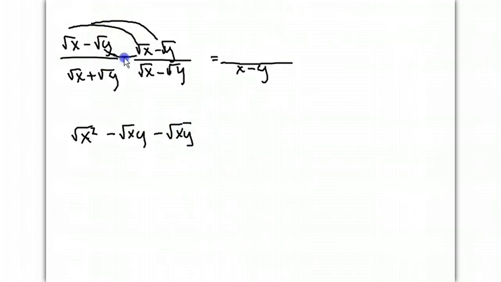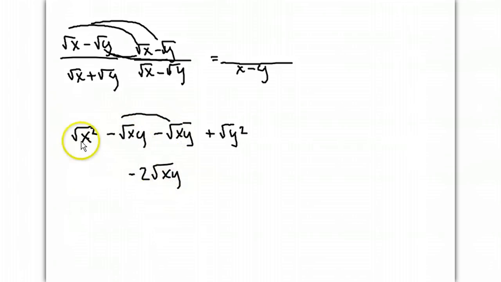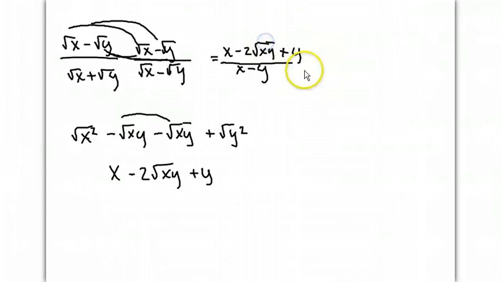And then negative square root of y times negative square root of y gives us a positive square root of y squared. So the middle two add up to give us a minus 2 square root of xy, because you got minus 1 here and minus 1 here. Square root of x squared is just x, and square root of y squared is just y. So the top is going to be x minus 2 square root of xy plus y. And that'll be the final answer for this one.